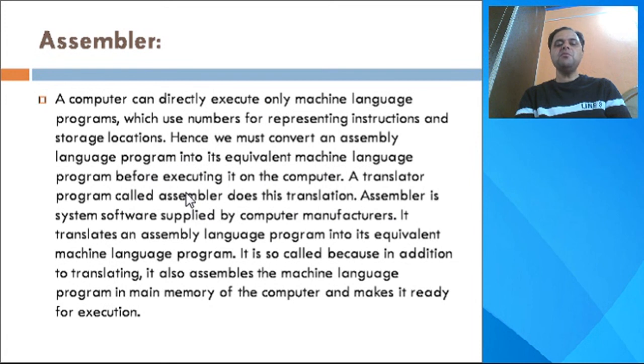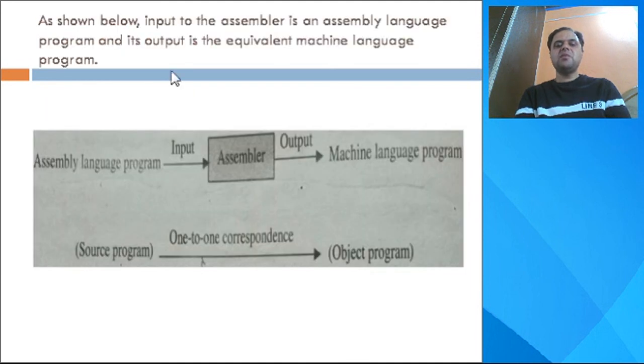So what's the job of the assembler? The assembler translates the assembly language program into machine language program. The assembler is system software supplied by the computer manufacturer. It translates an assembly language program into its equivalent machine language program. It is called an assembler because, in addition to translating, it also assembles the machine language program in the main memory of the computer and makes it ready for execution.